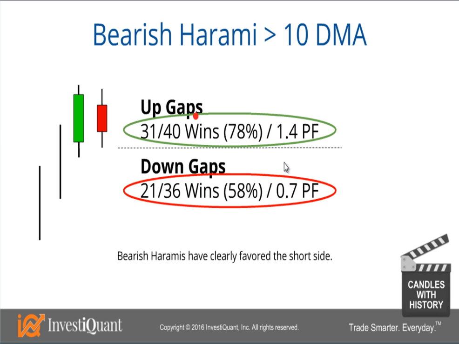So after a bearish Harami, if you happen to gap up after this 2-day pattern, don't be afraid of it. It's likely to come back and fill the gap. And if you gap down, that one you should be afraid of. So this is not the time to buy a dip. When you get a bearish Harami, I would not do it. 58% win rate's not bad, but it's lost money.